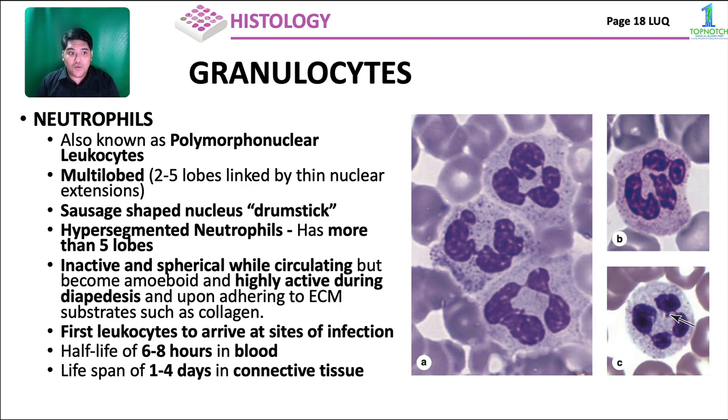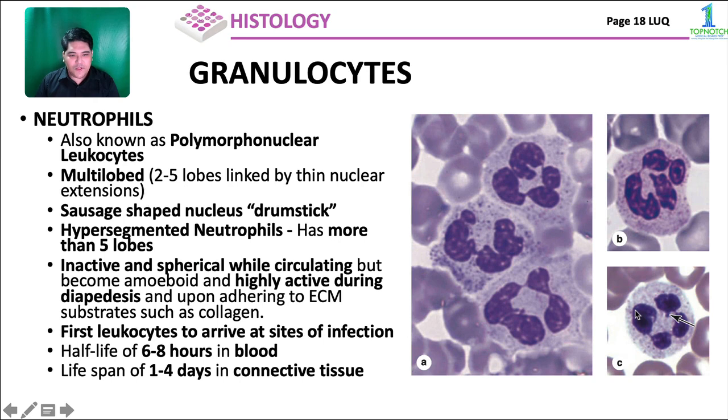Now let's start with your neutrophils, also known as your PMNs or your polymorphonuclear leukocytes. They are multi-lobed, usually 2 to 5 lobes linked by a thin nuclear extension. Then there is the sausage-shaped nucleus, the drumstick shape, usually associated with the X chromosome, female. And then we have hypersegmented neutrophils, which usually have about 5 lobes.